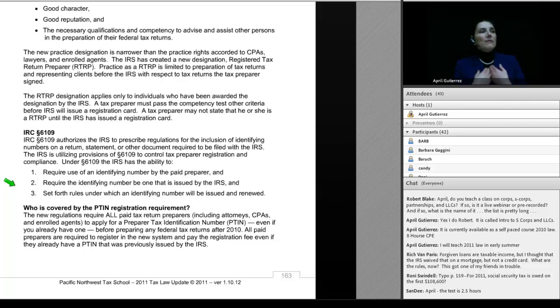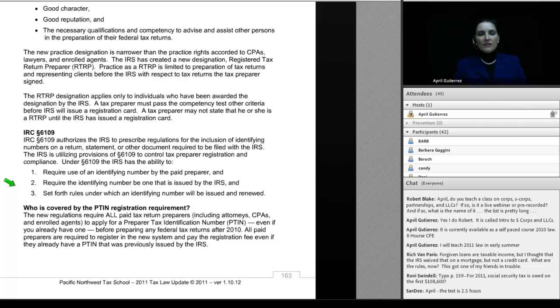Yes. Now, what happens if I'm a CPA and I employ staff? Does my staff need to have a PTIN? Does my staff need to pass the test? Well, it's up in the air right now on some of the details. The reason it's up in the air is AICPA in particular has been lobbying the IRS to make it such that CPAs who have staff working for them, that staff shouldn't have to pass the test, because after all, they work for a CPA and that CPA is responsible for the return.